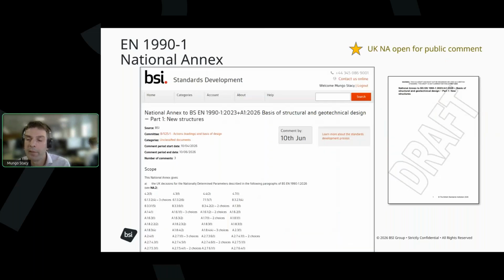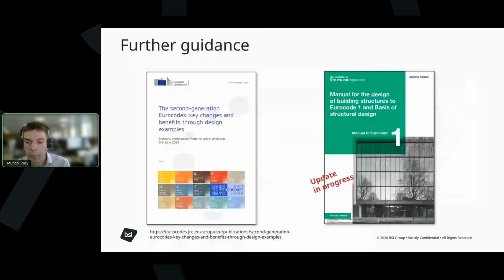So as I mentioned, the UK National Annex for 1990 Part 1 is now available for public comment. It's available on the BSI Standards Development Portal, and it's open for comment until the 10th of June. So there's a link that's just been shared into the meeting chat if you are interested in taking a look at that. We're expecting that National Annex and the National Annexes for many of the other Eurocode parts will become available either later this year or early into next year, and that will allow the updating of our industry guidance.